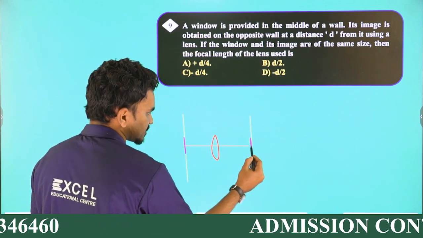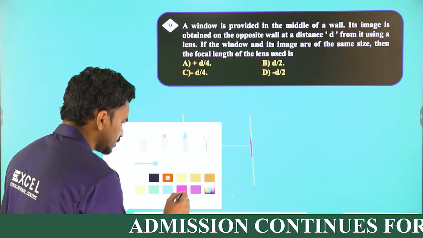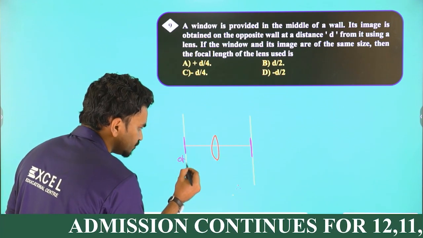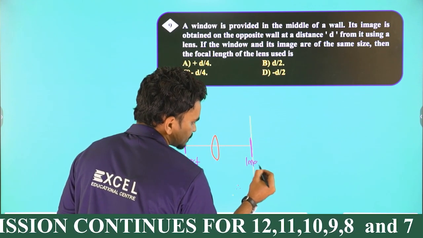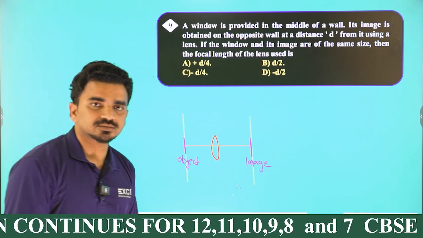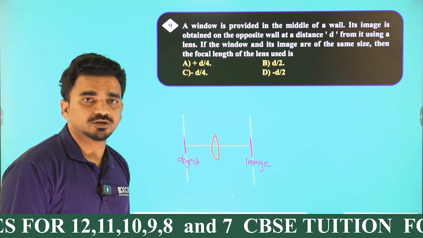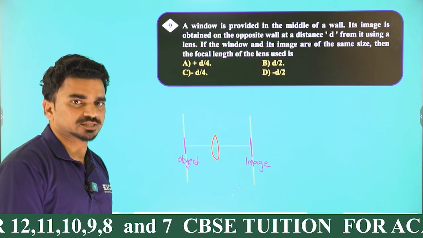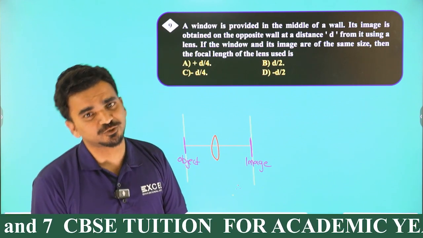So, principal axis. This is our object, that's the window. What is this one? Image. What about their size? Are they the same or different? Yes, they are the same size. Image and object are the same size. When do we get image and object having the same size in a convex lens?